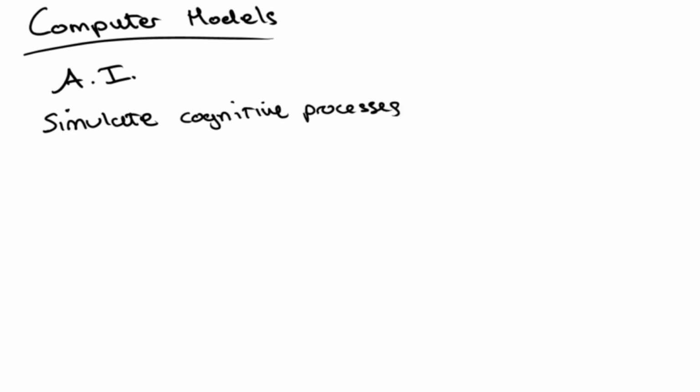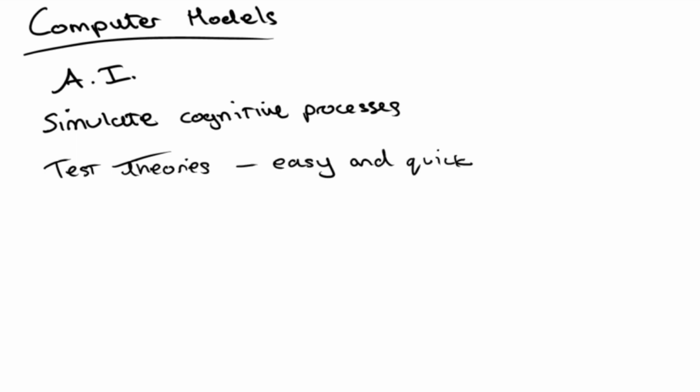The second technique is computer models, in other words, the use of artificial intelligence. This is interesting because using computer models, cognitive psychologists can simulate processes which can then be used to test theories of cognition. So if we want a computer to simulate a specific task, all we have to do is input the algorithm necessary to do so, which allows for an easier and quicker way to test these theories.